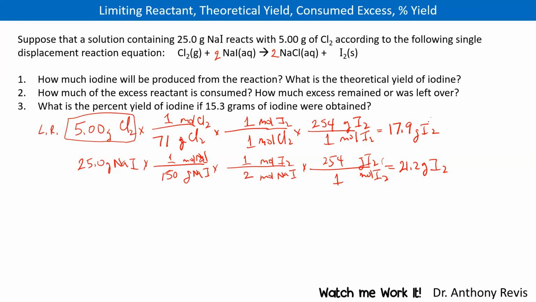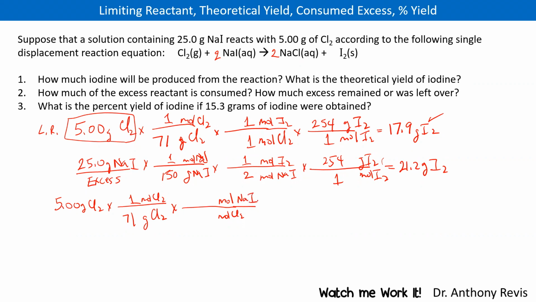How much of the excess reactant is consumed? So this again is a dimensional analysis. We start with 5.0 grams of the chlorine gas, which is diatomic. We have a molar mass, again rounded to whole numbers here for convenience. And so we'll go to moles of chlorine gas. But now we want to see how this relates to the amount of sodium iodide that we should have used.